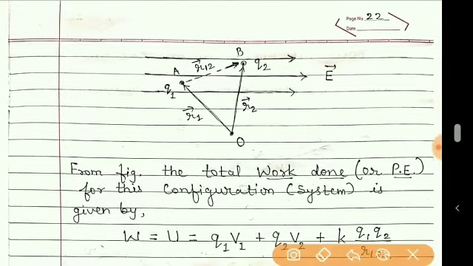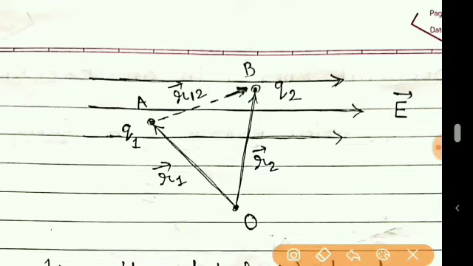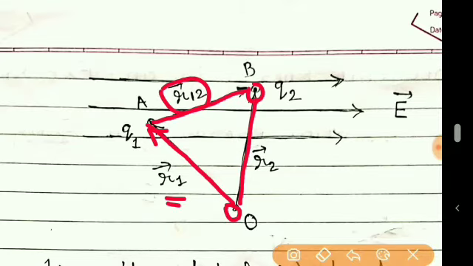You can see an electric field and there are two charged particles Q1 and Q2. Now we have taken again a reference point. Charge Q1, its position is given by R1. Charge Q2, its position is given by R2. And the distance between these two charged particles is taken as R12.